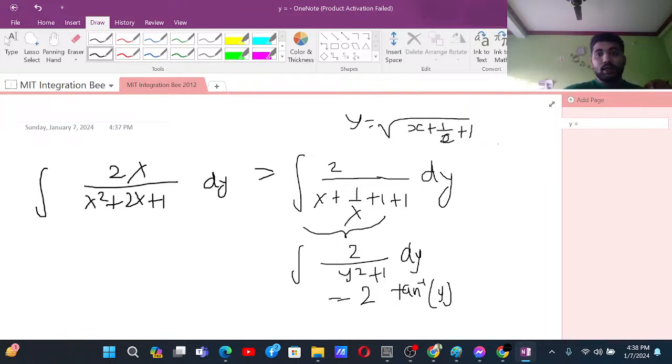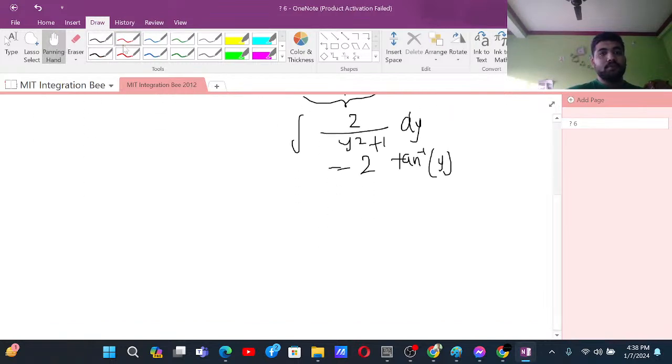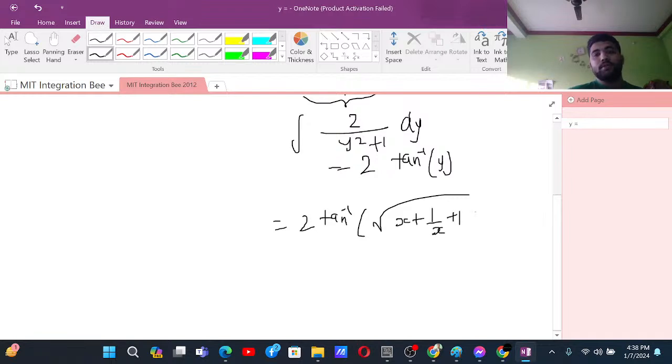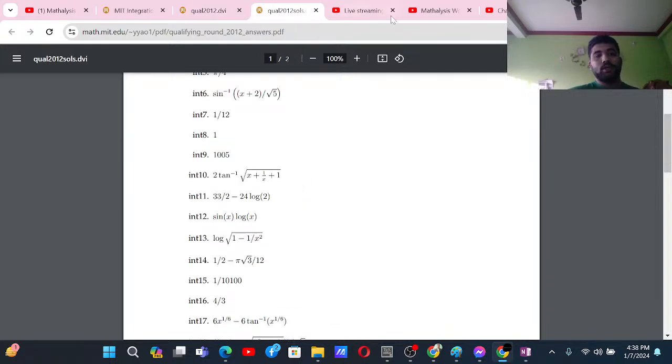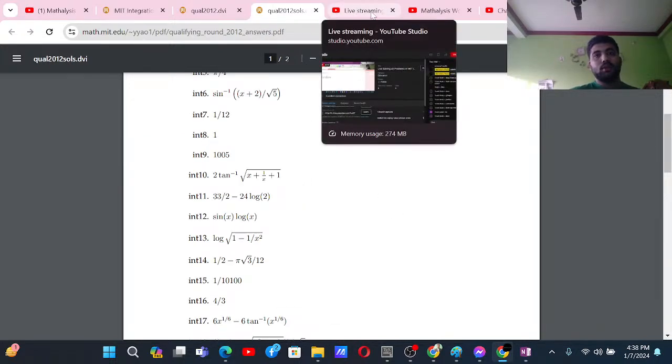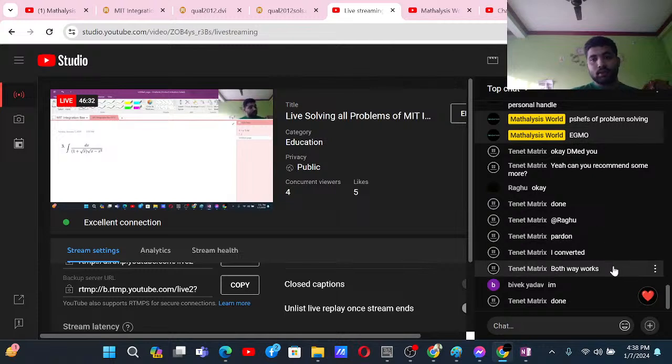So we are nearly at the end of this solution. And that is 2 tan inverse root under x plus 1 by x plus 1 plus c. And that's the answer. Let's check it. Yeah, that's the answer. And let's check the comments. Okay, done. That's pretty good. It's pretty nice. Yeah, you actually did it quite fast. Let's go to the next problem.